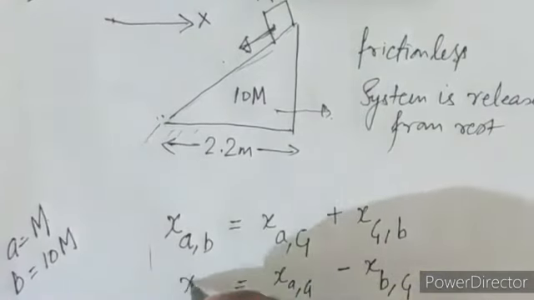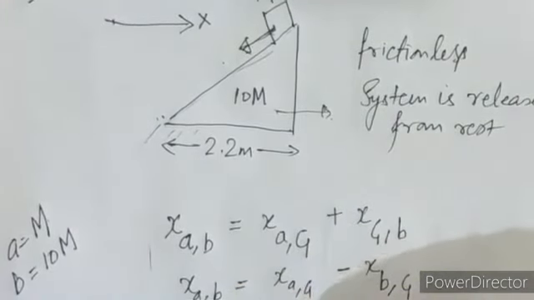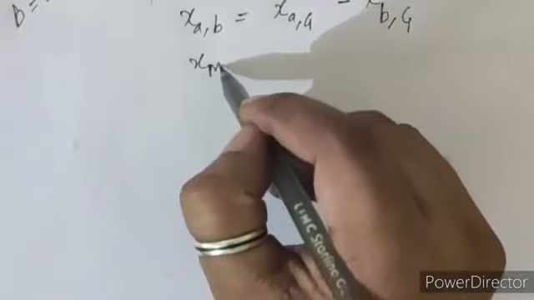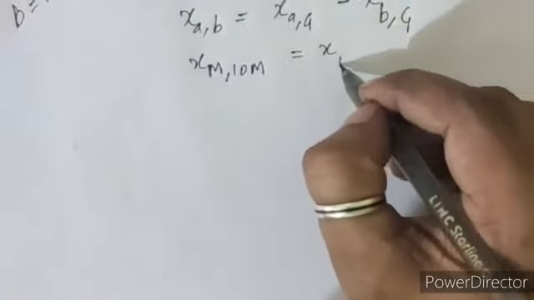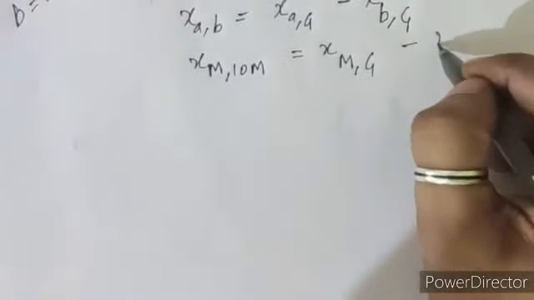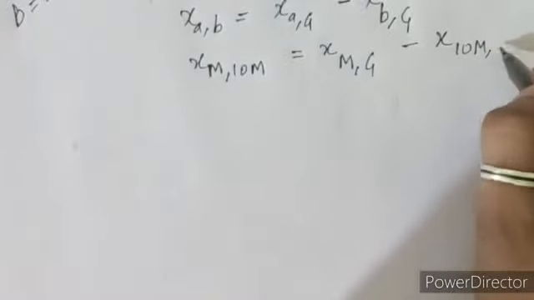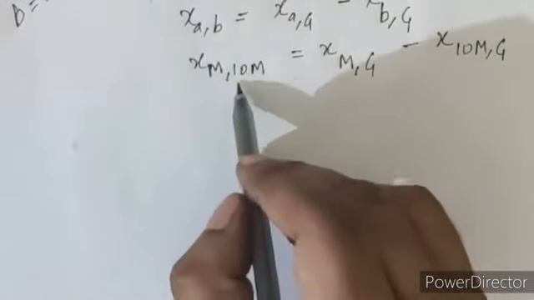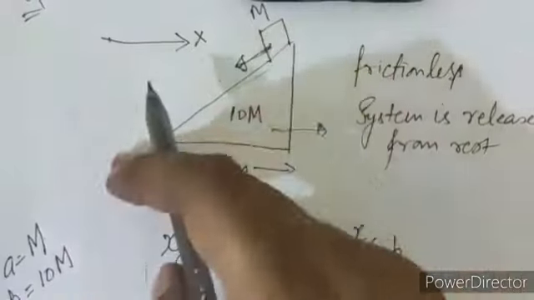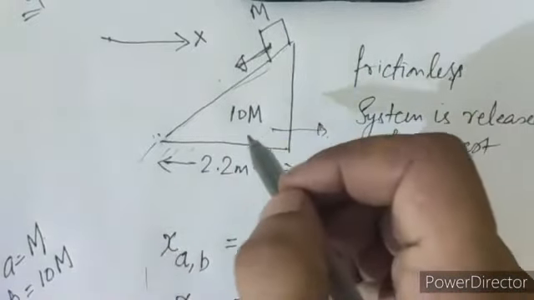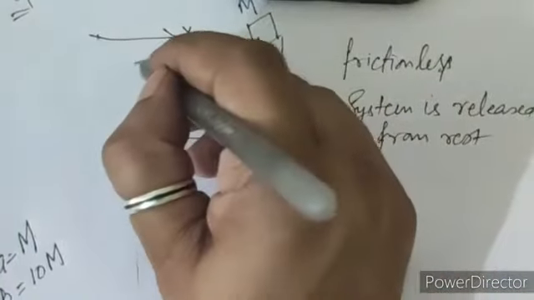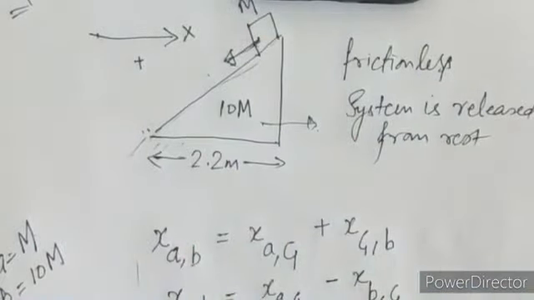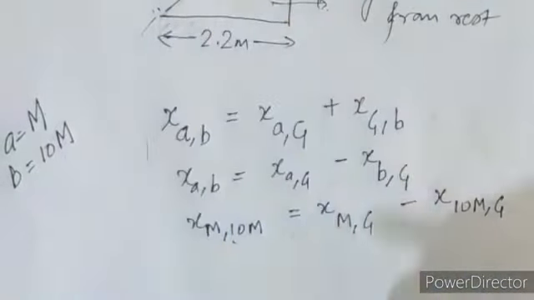So you can write the position of m with respect to 10m is equal to the position of m with respect to ground minus the position of 10m with respect to ground. The position of m with respect to 10m after it has moved down will be negative 2.2 meter, because it is moving left, and the positive x direction is along this direction. So along the x direction it will move minus 2.2 meter.